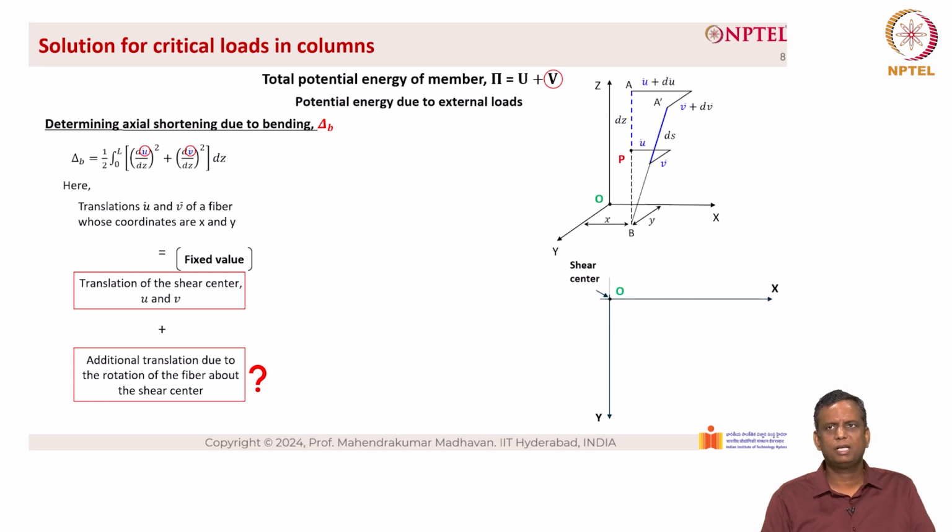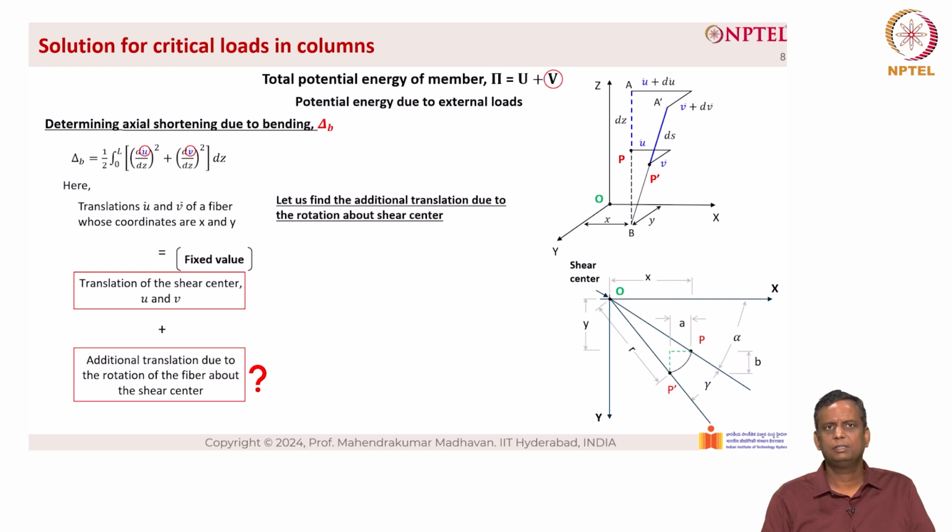So, from the figure we can see that the point P moves to P dash. The point P forms an angle of alpha at the coordinates x and y, and when it moves to P dash, we have an additional gamma, it rotates and it forms an arc length r. The differential displacement is given as A in the x direction and B in the y direction. So, let us find the additional translation due to the rotation about the shear center.